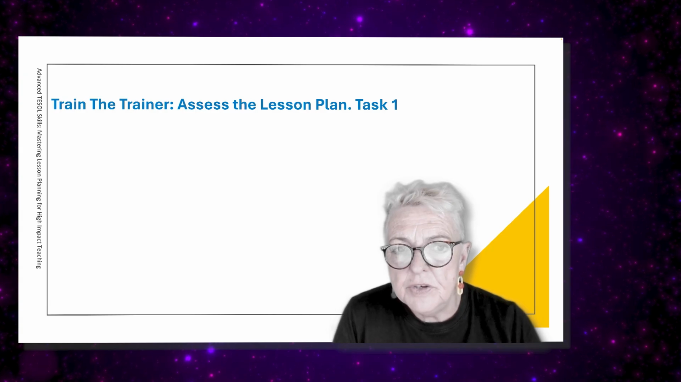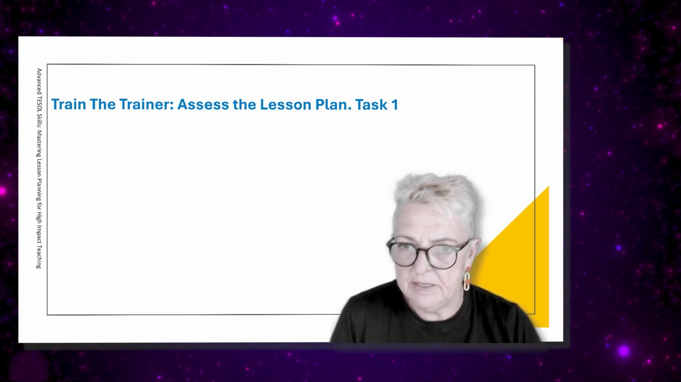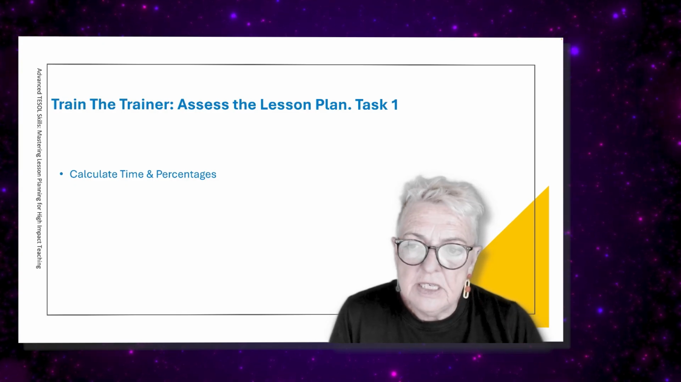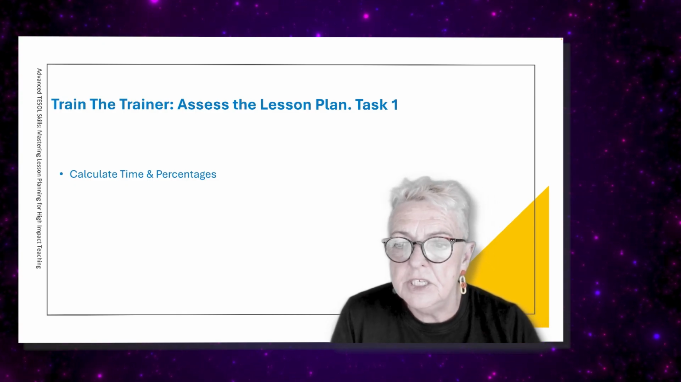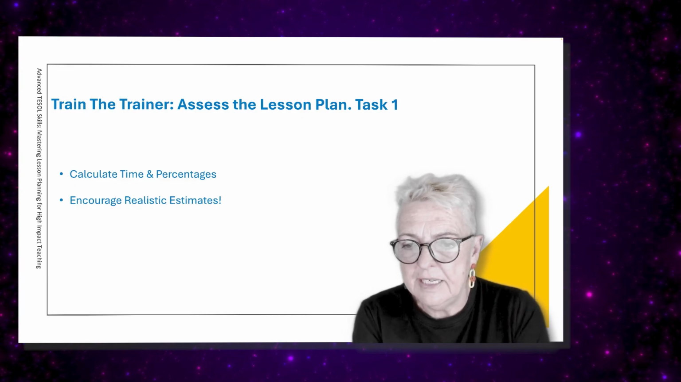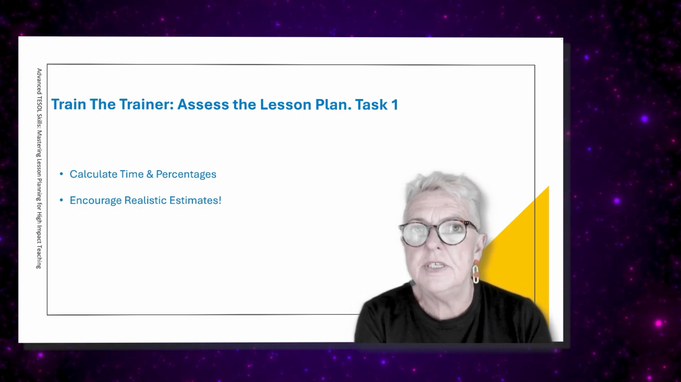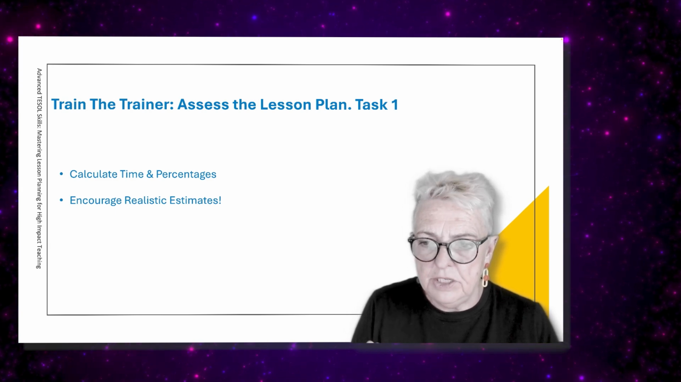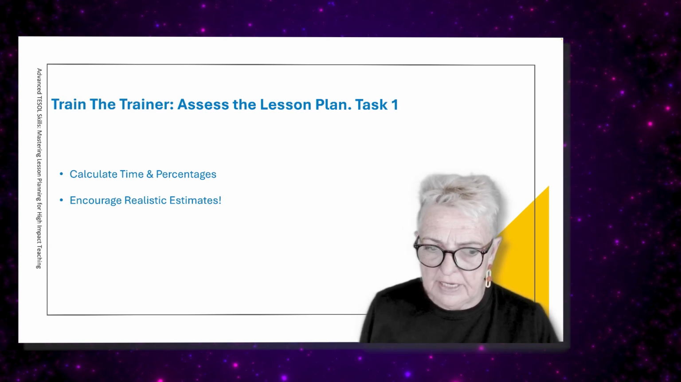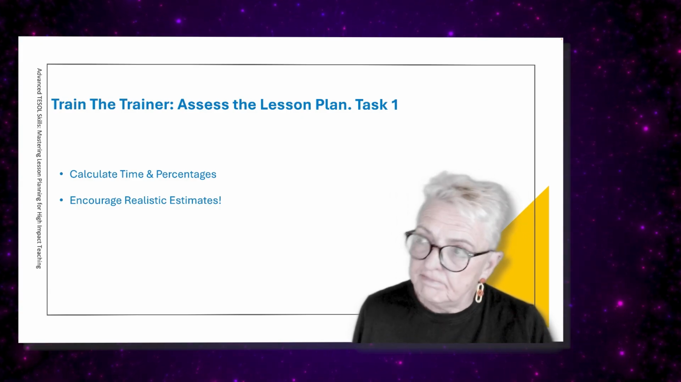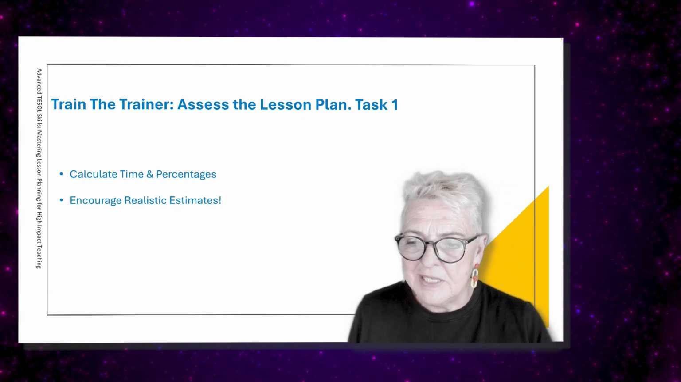So from the train the trainer aspect, assessing the lesson plan, get your teachers to calculate the time and percentages on their plans. Encourage them to be realistic. It's really interesting, the gap between how long the teacher believes they're at the front of the lesson and how much longer they actually are at the front of the lesson. You wonder what's happening.